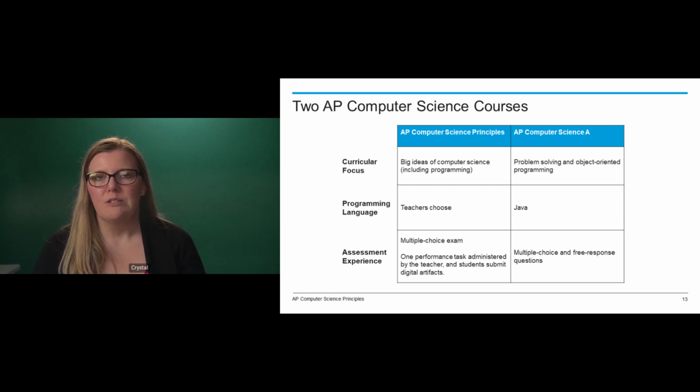Well, Computer Science Principles is what we consider a breadth course. So it has topics like programming, but it also goes into things like networking and cybersecurity and data and lots of other aspects of computer science. So it's a broad introduction. In Computer Science A, we're going to take that one component of programming, and we're going to do a deep dive into programming and solve problems using the Java programming language. The exam for Computer Science A is comprised of multiple choice and free response questions, and we'll talk a little bit more about that in just a second.